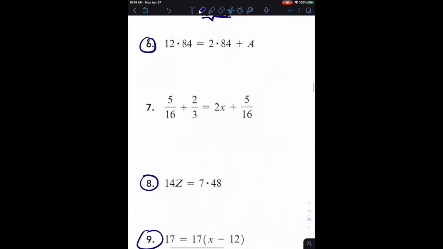Now let's look at number 7. Again, looks pretty ugly, right, if we were to follow all the rules. But if we just think about it, then we have 5/16 plus 2/3 equals 2x plus 5/16. Oh, interesting. Well, we're adding 5/16. 5/16 is part of both of the sides. So which means that 2/3 is 2x. Because then that's the only thing that's different on the two sides. So if 2/3 is 2x, 2 times what is 2/3? Well, x is 1/3.